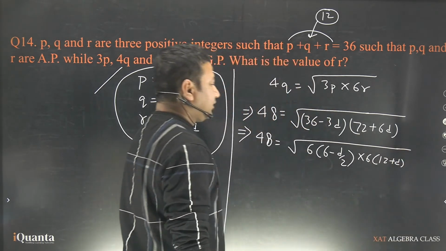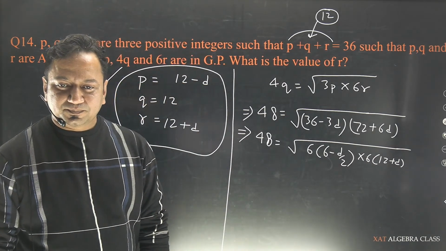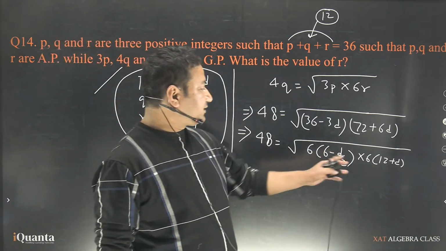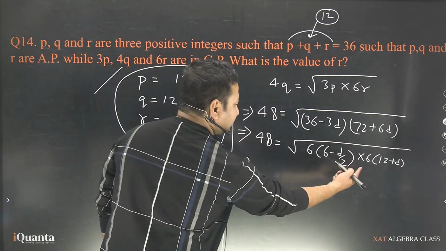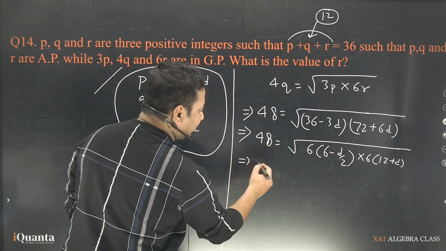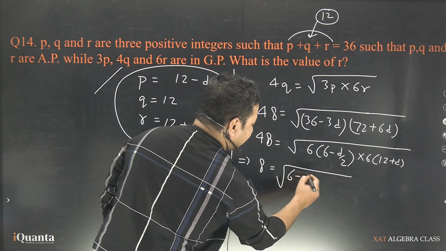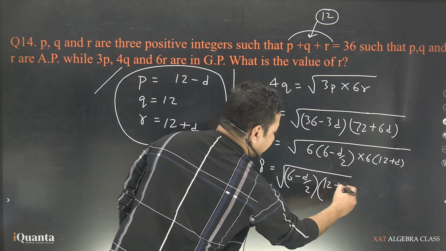Wow. So we have 2 6s inside the square root. So we have 2 6s inside the square root. I can take 1 6 common. 1 6 goes here, divides 48, becomes 8. Now we have square root of 6 minus d by 2 multiplied by 12 plus d.